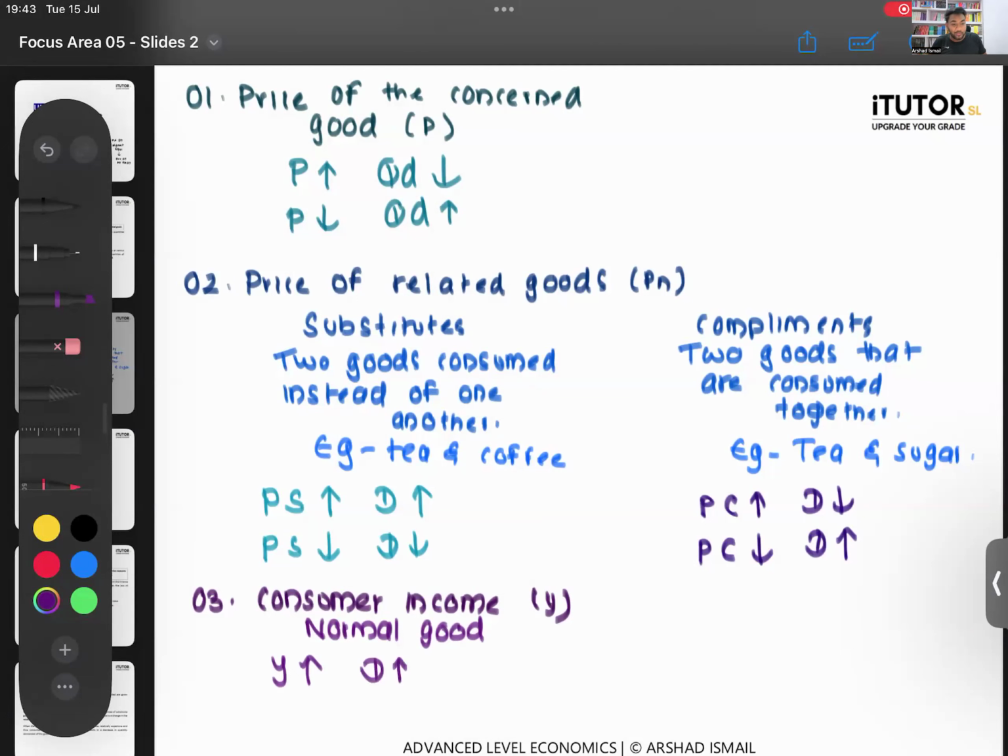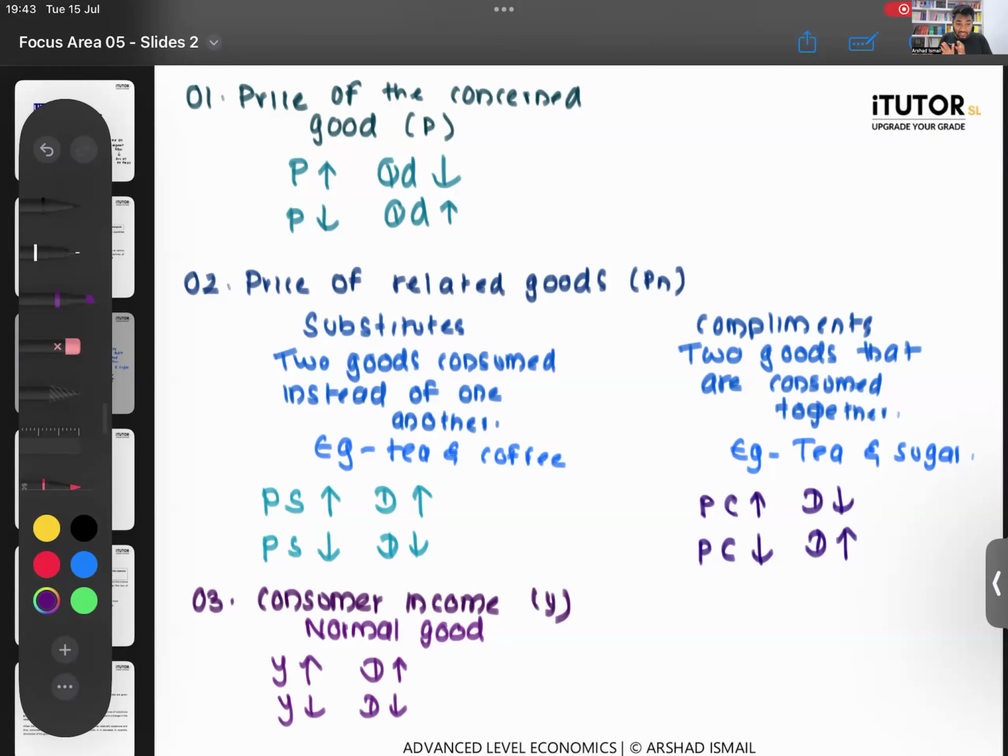People will buy more and more. What happens the other way then? What if you lose your job? What if your father loses his job or something? Right? What happens? If your income goes down, then what happens? Demand will start to decrease. Right? Now, that type of a thing is what we call a normal good.